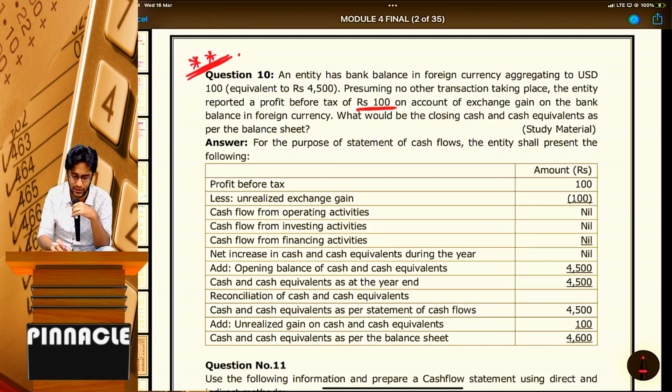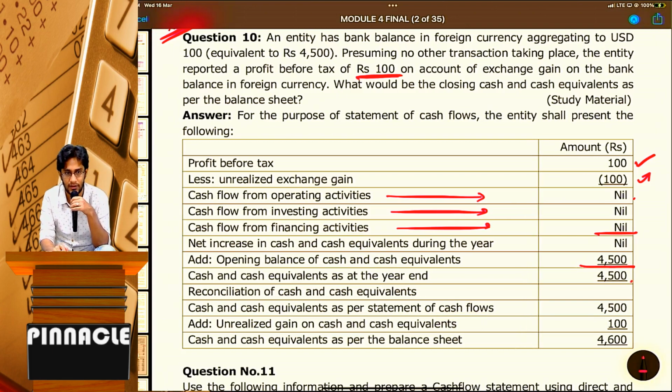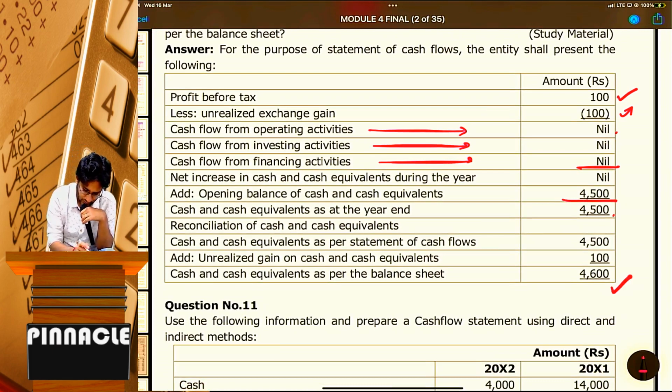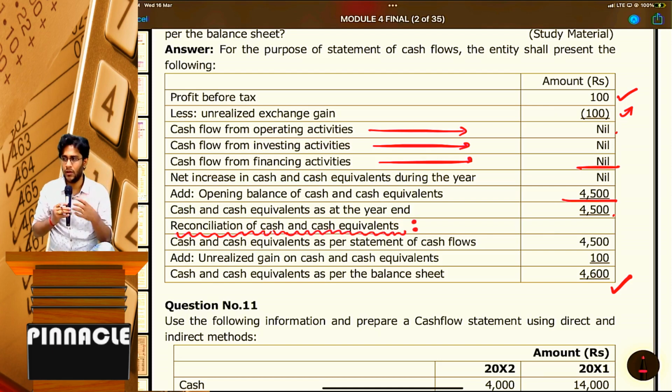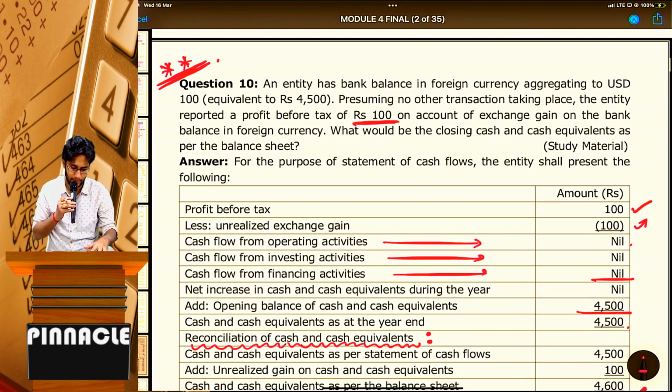But while preparing the cash flow statement, observe, you started with PBT. From that, you removed the unrealized gain. Cash flow from operating activities became 0. Investing is 0. Financing is 0. Net increase in cash and cash equivalents is also 0. To this you add the opening balance, you will get the same opening balance as your closing balance. But this won't agree with your balance sheet cash equivalents. So here he is again presenting a reconciliation. If you do not give this reconciliation, it won't match. It won't be nice.